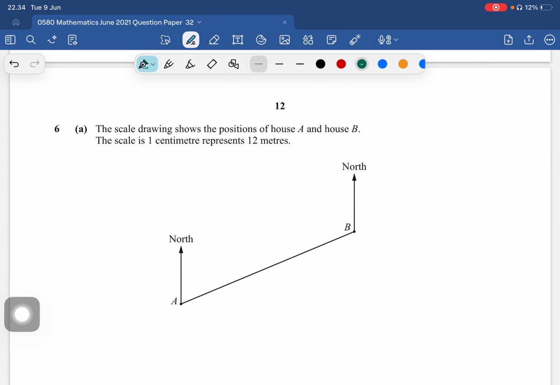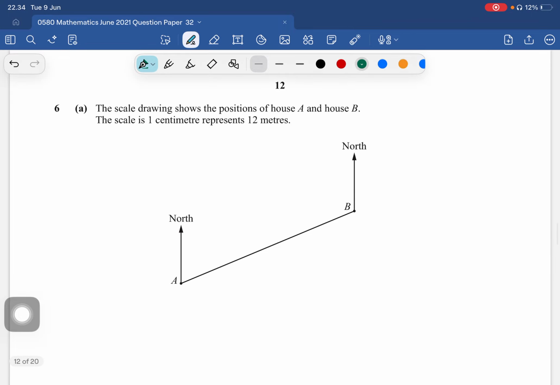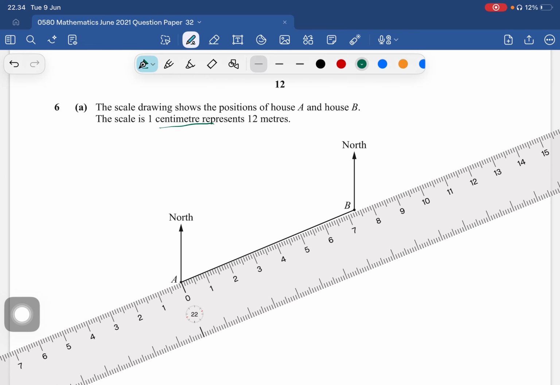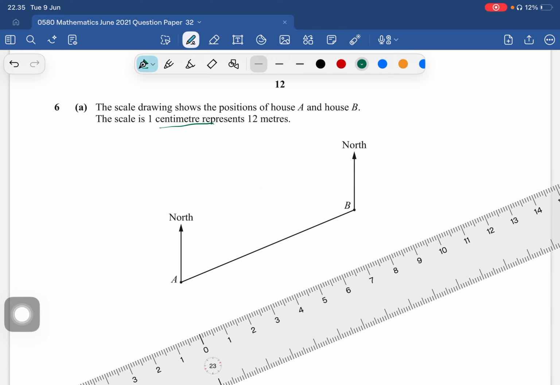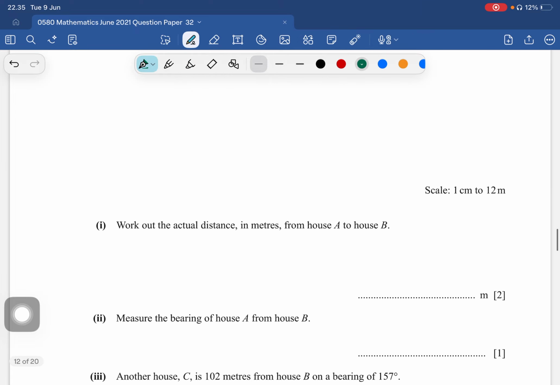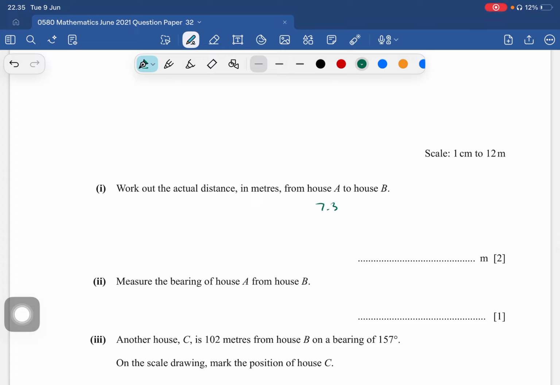And number 6, we need to use the scale. The drawing shows 1 centimeter represents 12 meters. Here it is, the centimeter. We got 7.3 centimeters. For the actual distance, we multiply 7.3 centimeters by 12. So we got 87.6 meters.